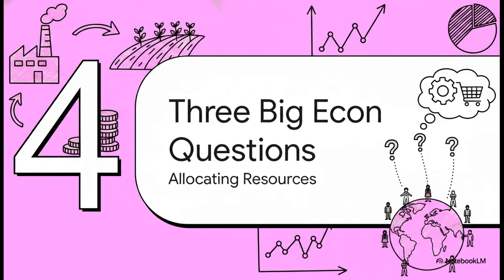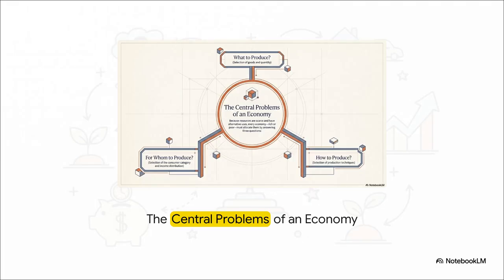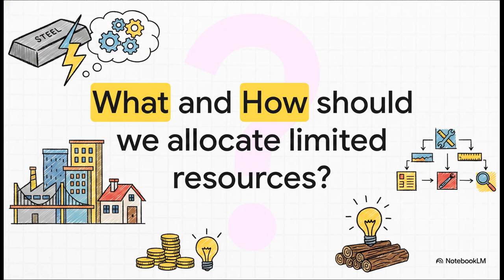Which brings us to section 4, 3 big economic questions. Because we live in a world of scarcity, literally every economy has to answer 3 huge allocation questions: what to produce, how to produce, and for whom to produce. These are the load-bearing pillars of any society, no matter how rich or poor. So, I've got to ask you, when you only have a finite amount of steel, electricity, and human brainpower, what exactly should you build? And how should you go about building it?